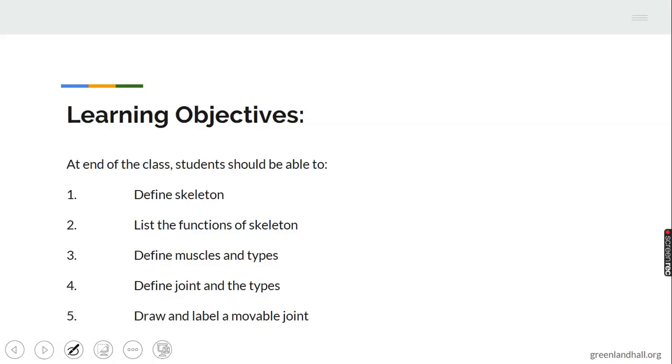Our learning objectives for today are listed below. At the end of the class, you are expected to be able to define skeleton, list the functions of the skeleton. You should be able to define muscles and state the types, define joints and types. Then you should be able to draw and label a movable joint.